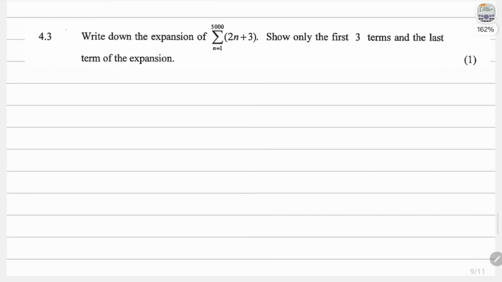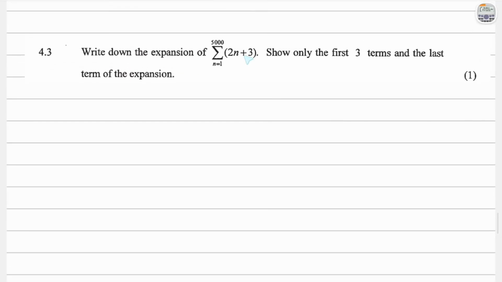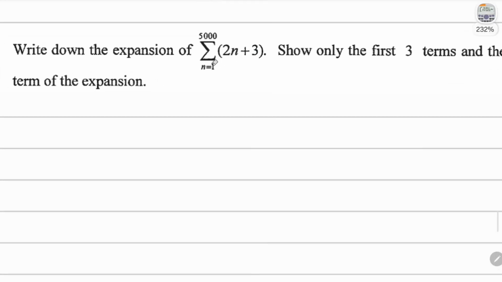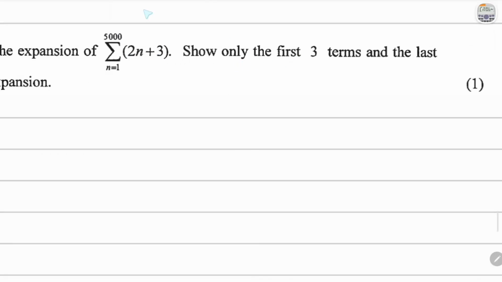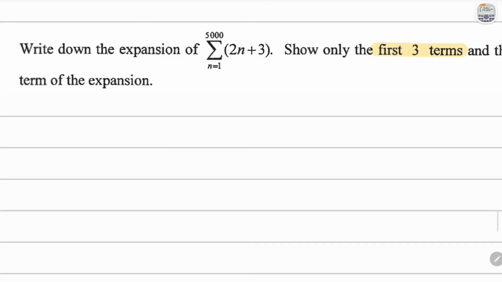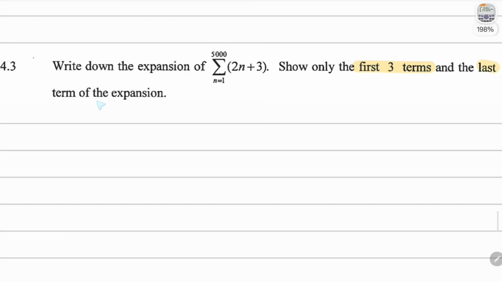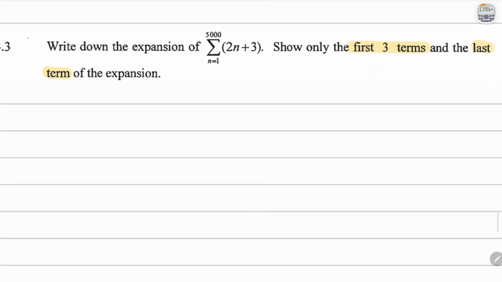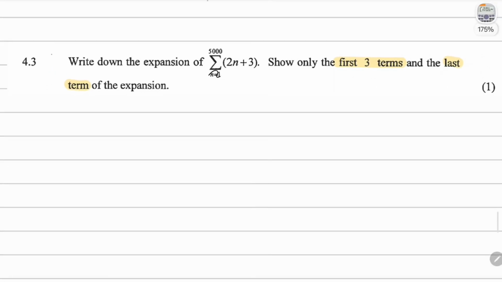Question 4.3 says, write down the expansion of this. Okay, so we have the sum starting from n equals 1 to 5,000 of this series with this formula. Okay, so show only the first 3 terms and the last term of the expansion. Okay, so that's not a problem. We're just simply going to start where they start. They started at n equals 1. So we'll substitute 1 into 2n plus 3, and that will give us the first term. And we'll find the second and third, and then the last term.